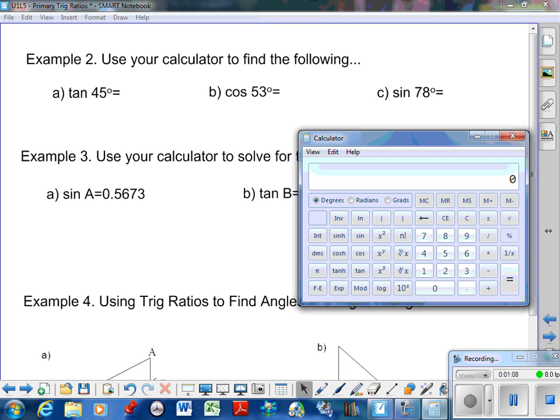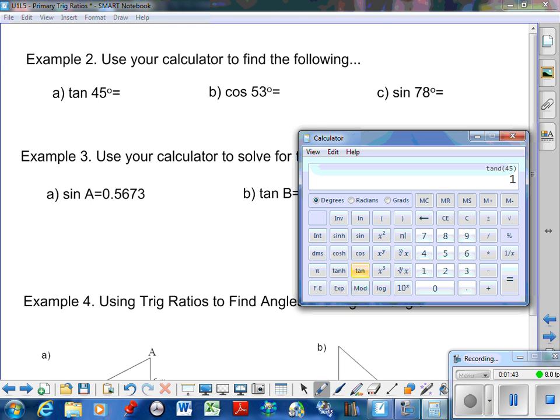Again, when I type in tan 45 on my calculator and hit equals, oops, what's going on here? Let me try that one more time. Tan 45. Oh, mine's the other way around, I guess. So clear. 45 tan. Oh, my calculator's a little bit more backwards. Okay. So tan 45, you should get a value of 1.